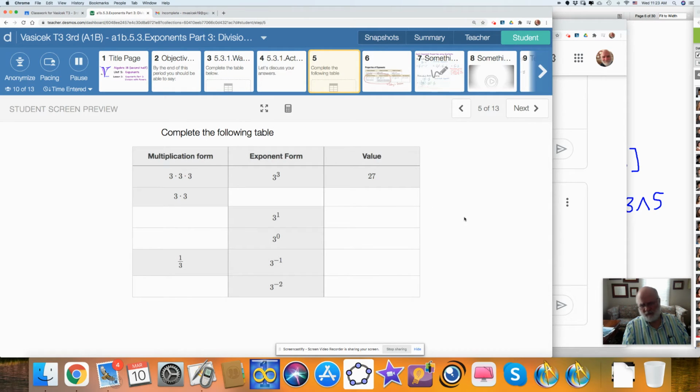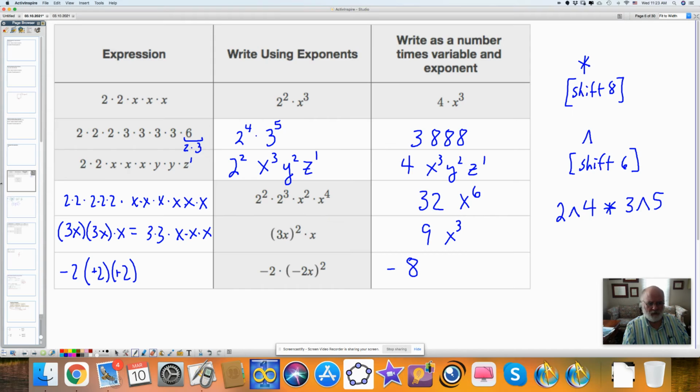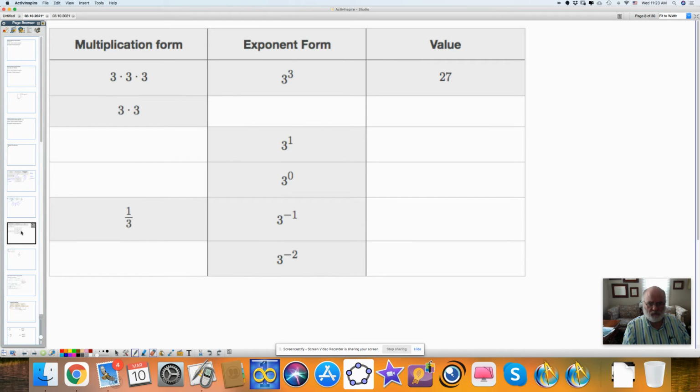Then we had another table to fill out. Oh my goodness, another table. So let's look at this other table. 3 times 3 is 3 squared. And then I'm going to the 1, 0, negative 1, 2. This is going to 9 and then to 3. It looks like I'm dividing by 3 each time. This is 0. 3 to the 0 power is 1. 3 divided by 3 is 1. And this would be 1 over 3 times 1 over 3, which is 1 over 9.